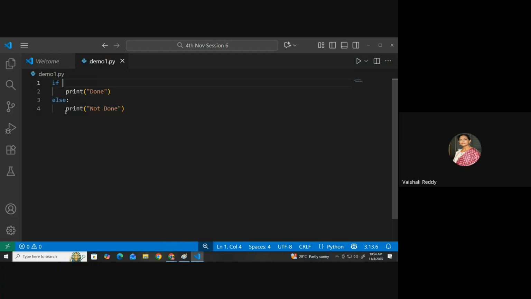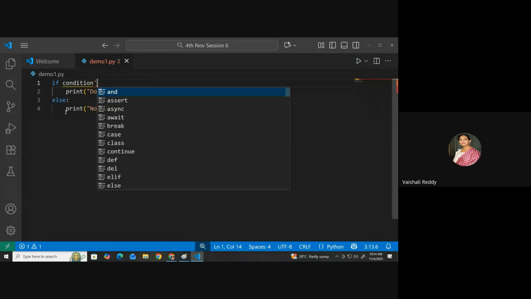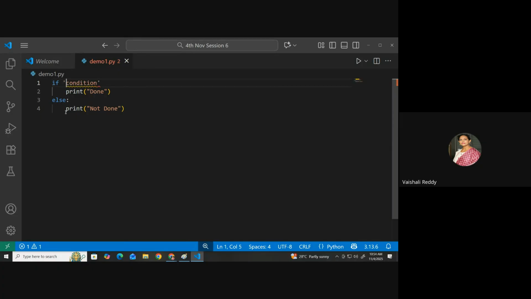Some condition we are writing here, right? So let me write a condition. When the if condition is false, if condition is not true, then the else part is executed. This we already know. Now I am changing the scenario: for i in range 1, comma, let's say 6.